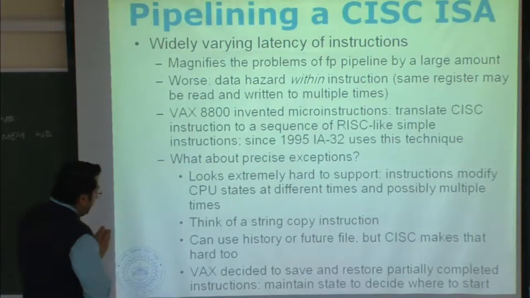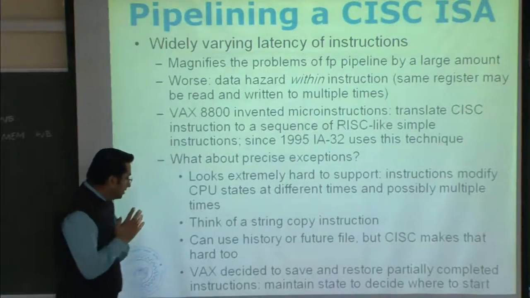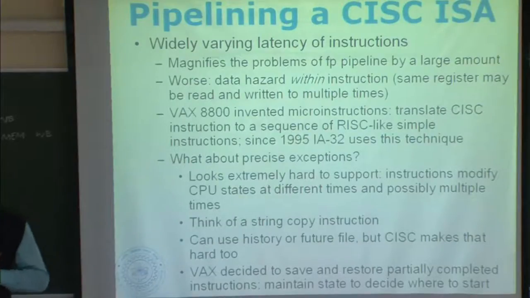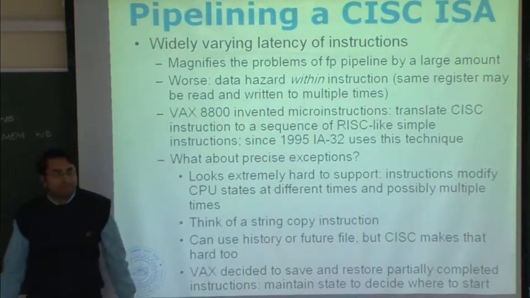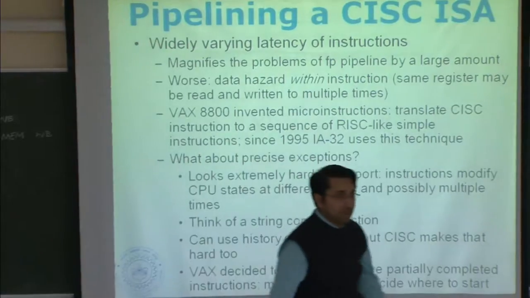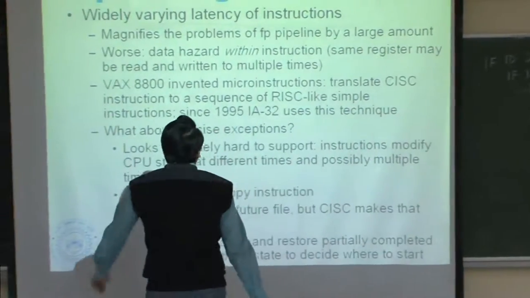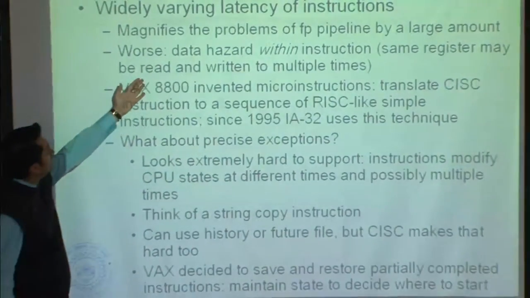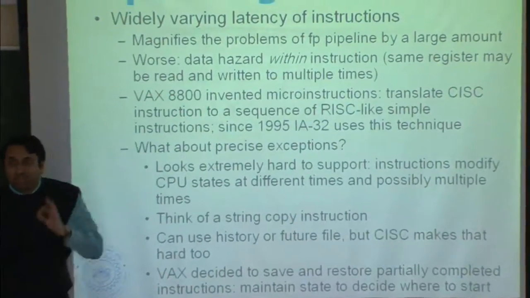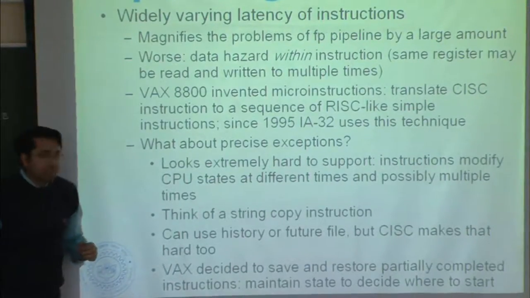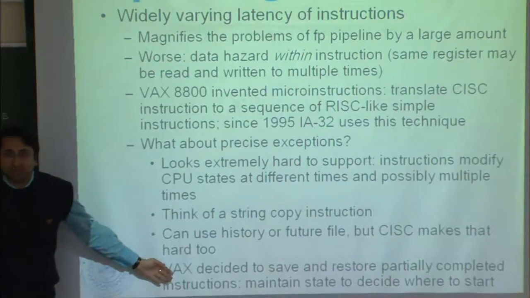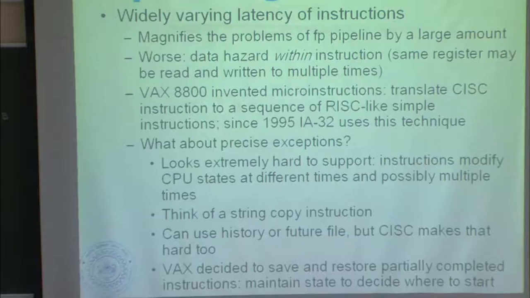You can use history or future file, as we have discussed. But CISC makes that hard too. Why is that? We've actually already discussed why that is so. In CISC, it's just magnified multiple times. Versions. Exactly. Because of this problem, the same register may be written to multiple times within one instruction. So the problem of versions gets magnified several times in this particular ISA. The same instruction may require multiple versions of the same register.